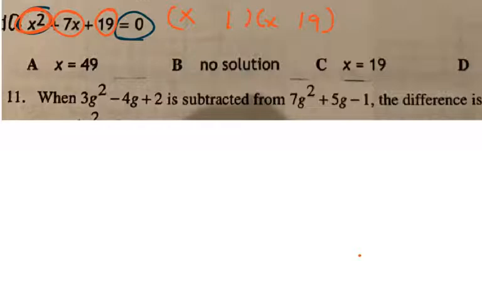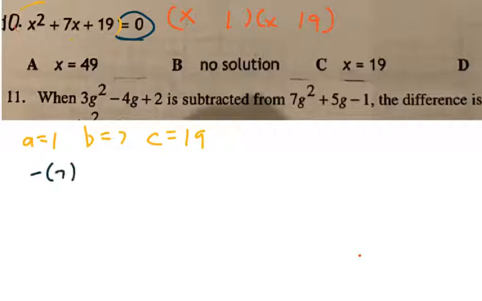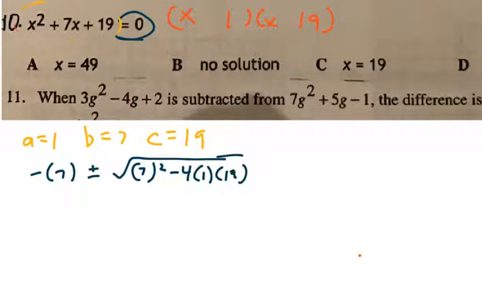So, does everyone agree my a is 1, my b is 7, my c is positive 19. Let me make sure. Yeah, they're all positive answers. So my c is positive 19. Okay, so here we go. I'm going to do the negative of the b, plus or minus square root. I'm going to take my b squared minus my 4 times my a times my c, all over 2 times the a.